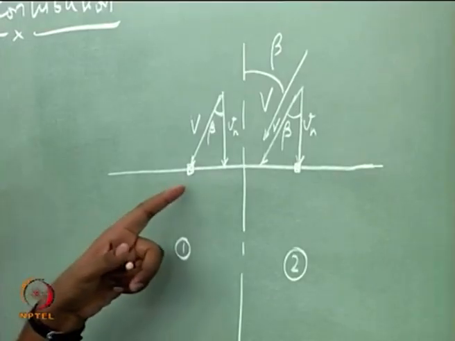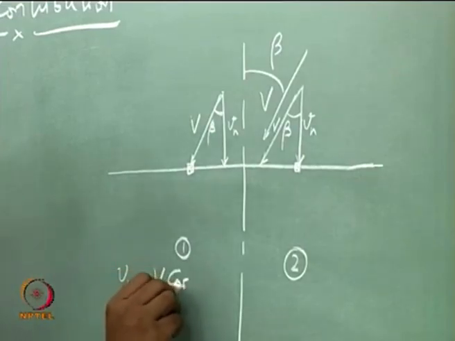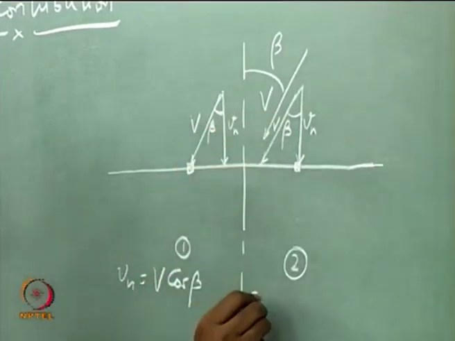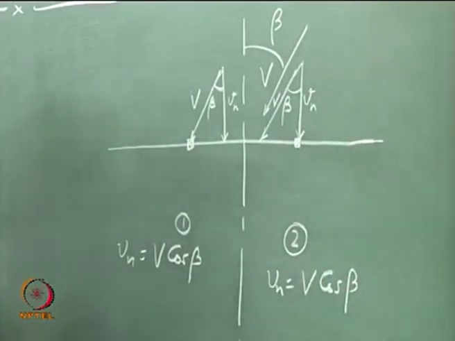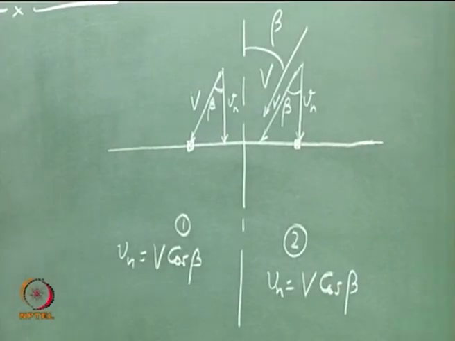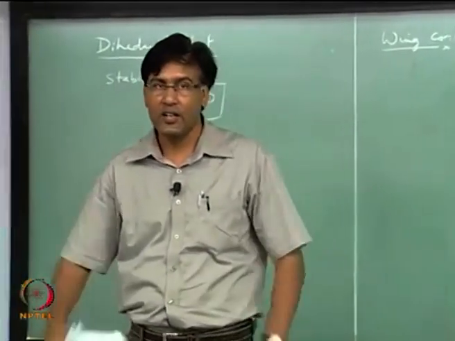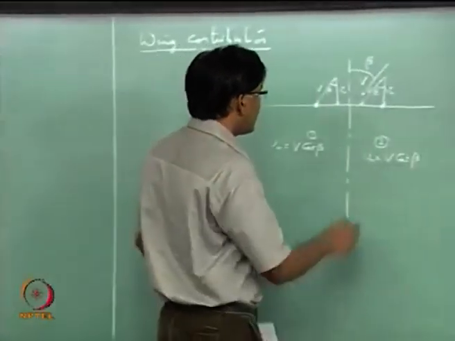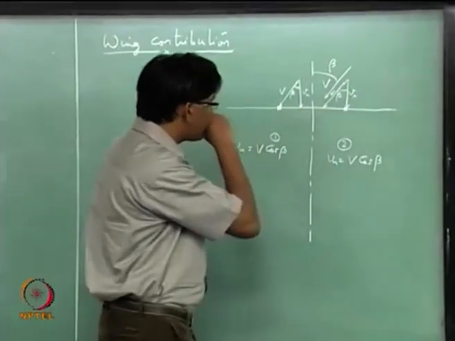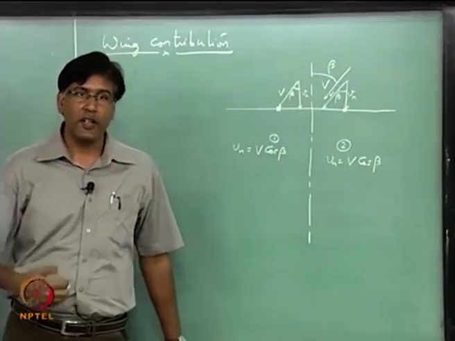So, Vn at station 1 is V cos beta, and at station 2 it is also V cos beta, right. So, we will not expect any roll because of this situation, if the wing is a rectangular straight wing, right, it is not a wing with sweep.